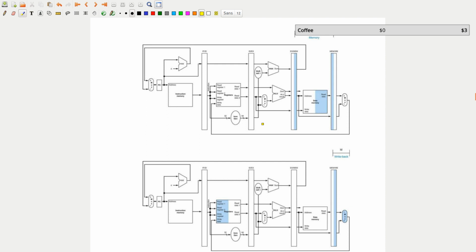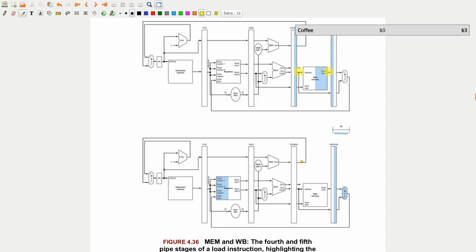Then finally, we're going to get to memory. Remember, this is a load instruction. So what do we care about? We care about what's coming from execute mem, so this address that we're getting, and we care about the data we're getting out of the data memory. So this is a load instruction, so what are we loading?